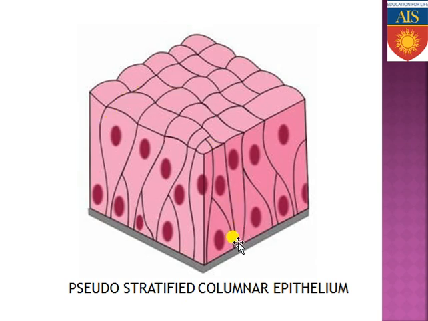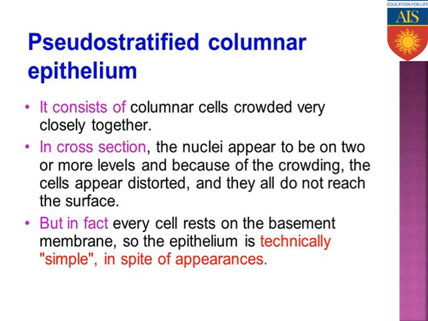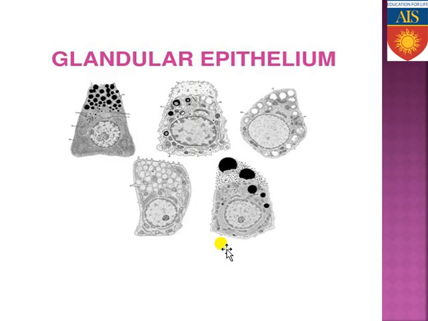So mainly 1 layer of cells is present, but a few can reach up to the surface, a few can't. For that reason it is considered that there are 2 layers of cells. But in fact every cell is resting on the basement membrane, that is common. So the epithelium is technically simple in spite of appearances. Based on the appearance this is obviously like a compound, but according to their arrangement all of the cells are resting on the basement membrane. So for that reason it is obviously a simple type of epithelial tissue that I have told you.